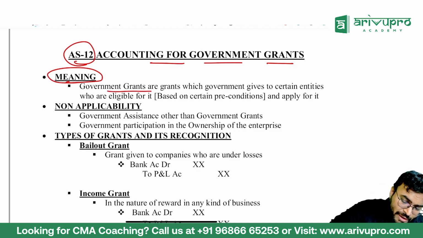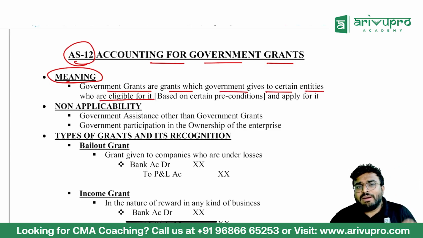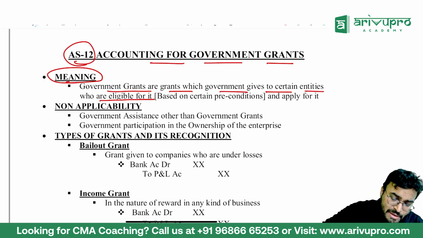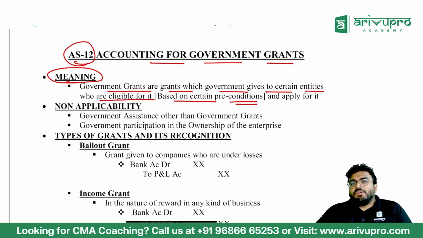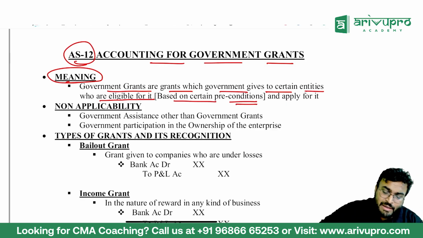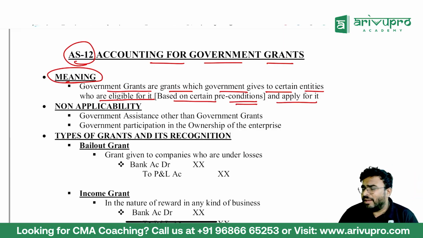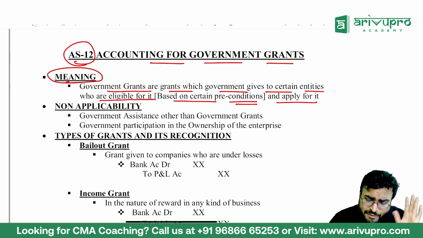Government grants are grants which government gives to certain entities who are eligible for it, based on certain preconditions, and they apply for it. Government will give you money, but they will put some conditions. They will be like, if you meet all these conditions, then the money is yours. Otherwise, I might come and ask the money back from you.